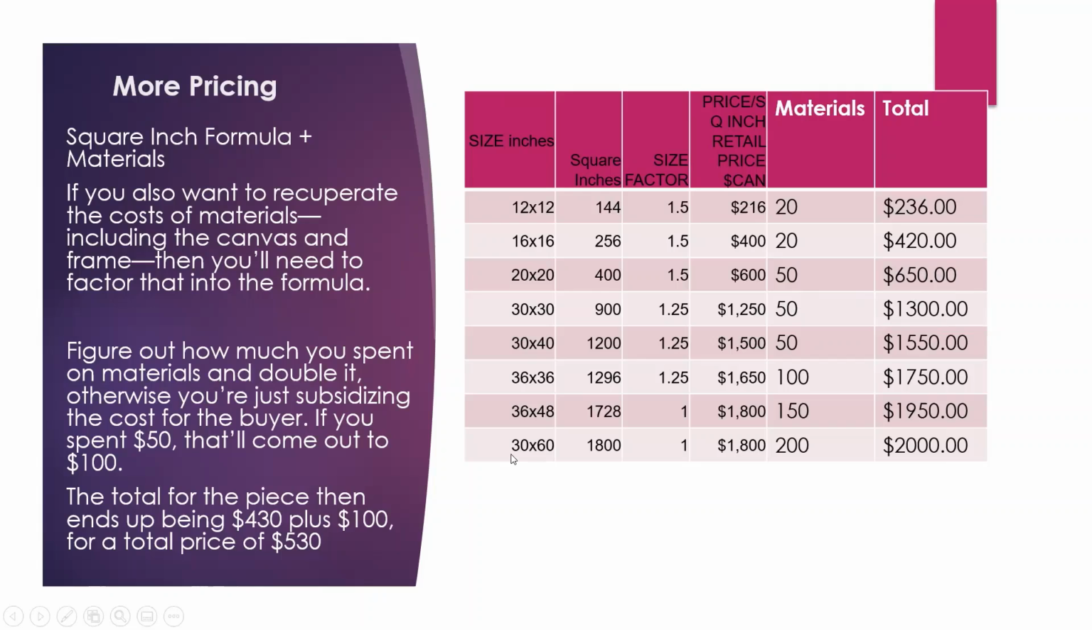Let's look at a very big work. 30 inches times 60 inches, that's 1,800 square inches. You multiply this by a size factor of 1, and you get a retail price of $1,800. The materials used worked out to be 200, right? So your final retail price would be 2,000. So this is where you're using the square inch formula and you're adding material.